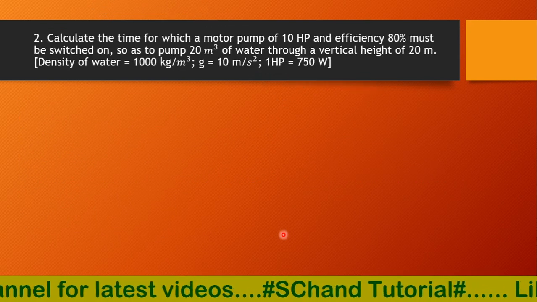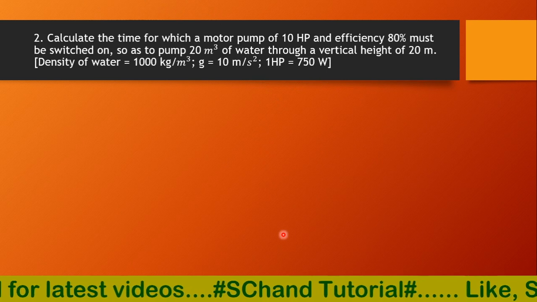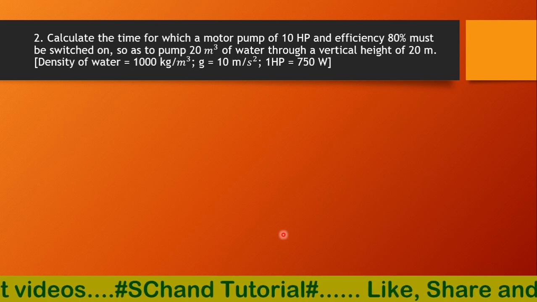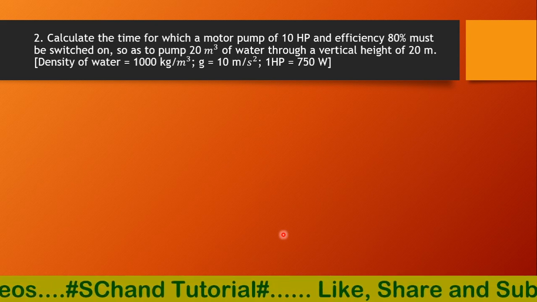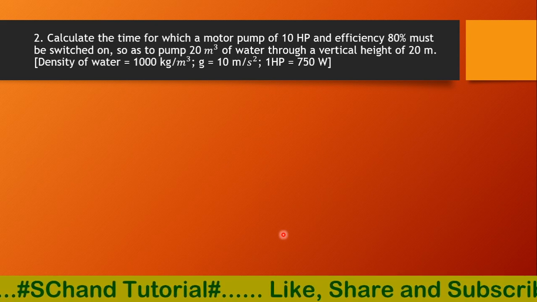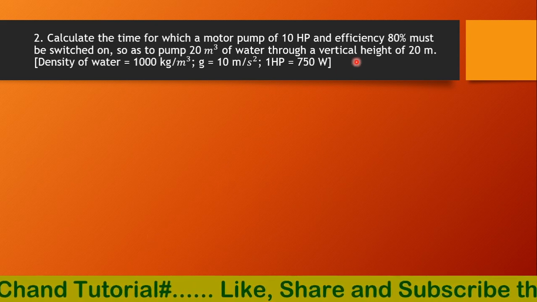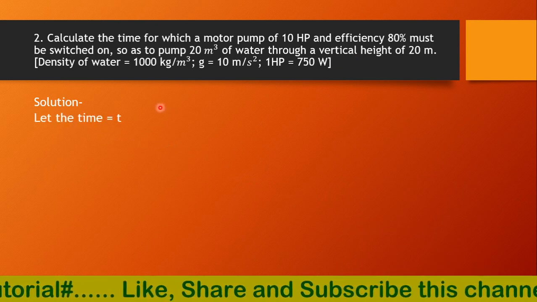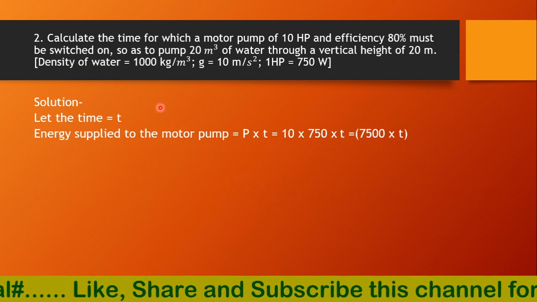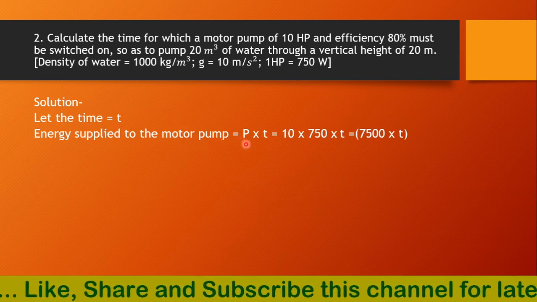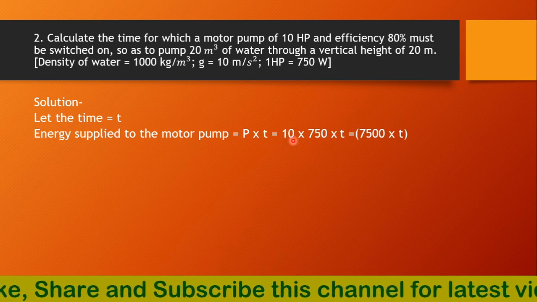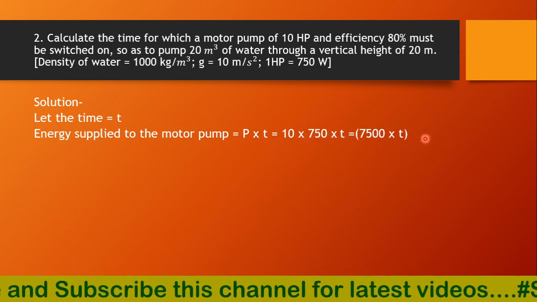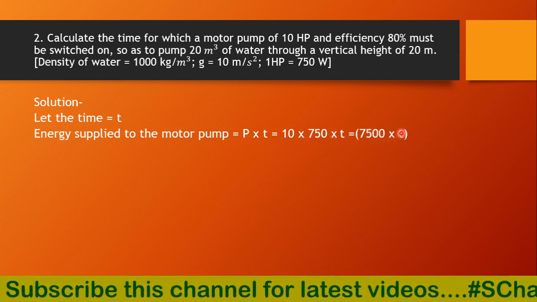Then we have next: calculate the time for which a motor pump of 10 horsepower and efficiency of 80% must be switched on so as to pump 20 meter cube of water through a vertical height of 20 meter. Again, the density of water is given as 1000 kilogram per meter cube, g is 10 meter per second square, and 1 horsepower is 750 watt. So let's have the solution. Let the time taken be T, and energy supplied to the motor pump is, with the formula power into time, 10 into 750 into T, which comes out to be 7500 into T.